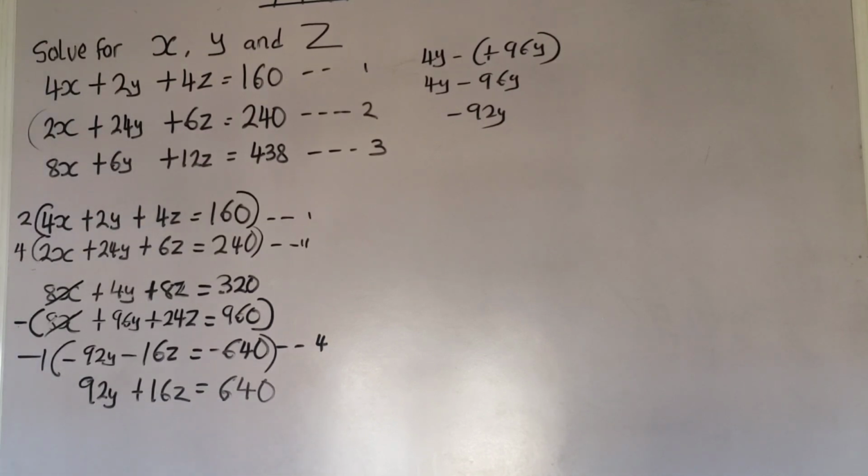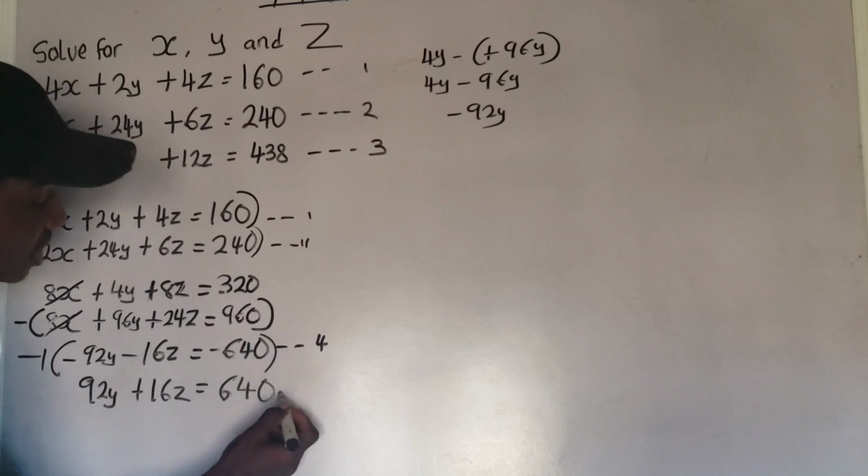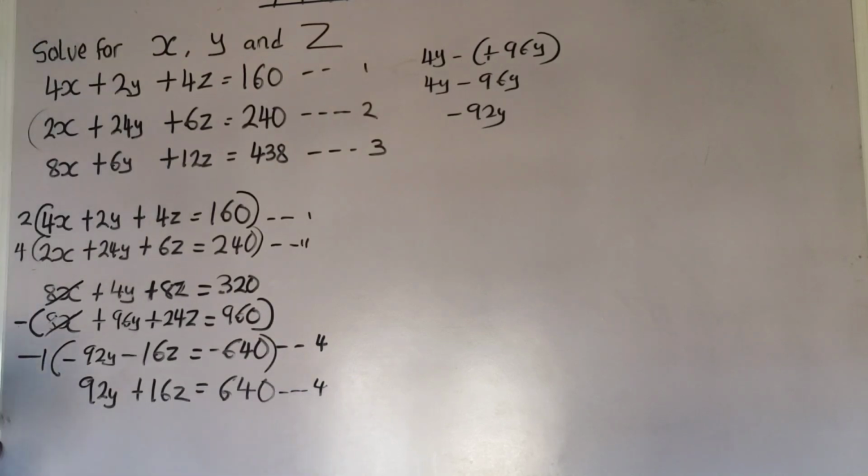Now, I have multiplied through by negative 1. You can see that the equation becomes like this. The reason why I multiply through by negative 1 is because all the values have a negative sign. If the values do not have a negative sign, you can just solve the equation like that. But for easy solving, I multiply through by negative 1. So I got 92y plus 16z equals 640. This is equation 4. Now, the next step is to combine another two equations.